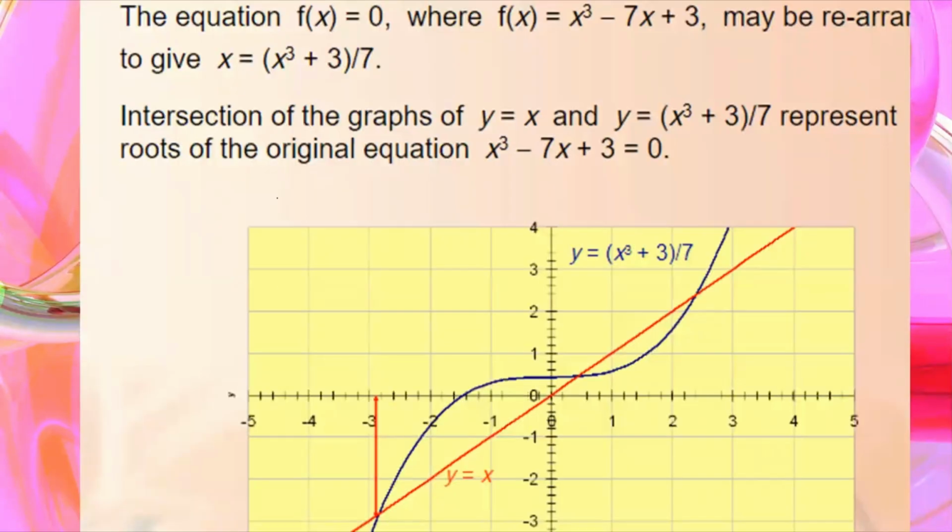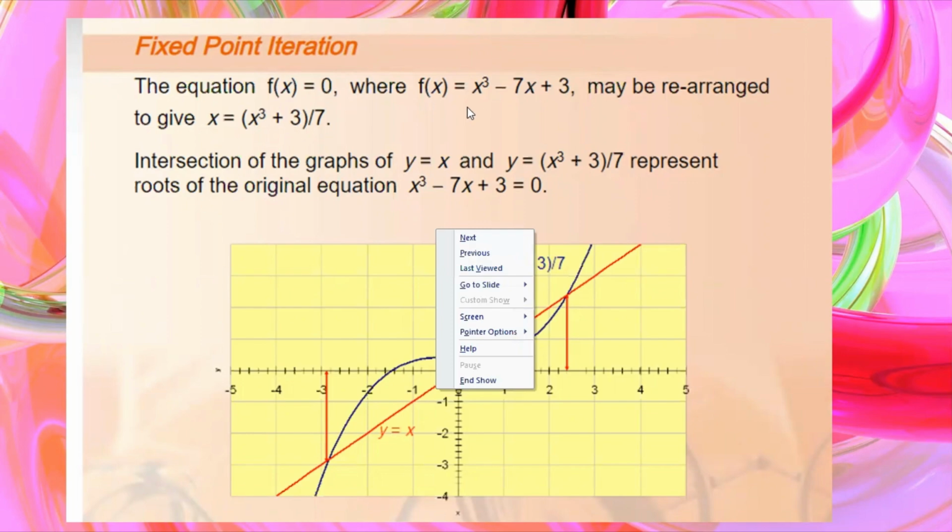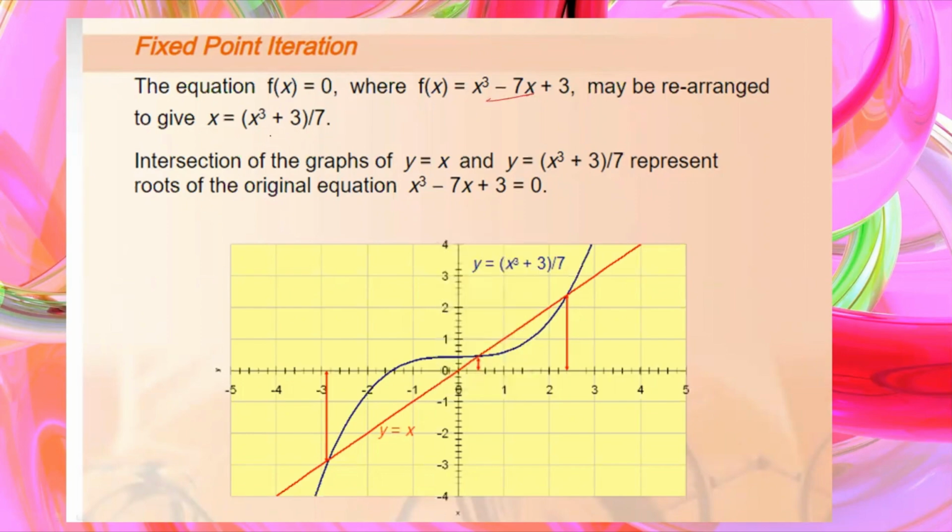Next, for example, you have f of x is equal to x cubed minus 7x plus 3. So rearranging it, the function we are getting is x is equal to x cube plus 3 by 7. See here, f of x is equal to x cube minus 7x plus 3. So we are rearranging, and we are getting x is equal to x cube plus 3 by 7.